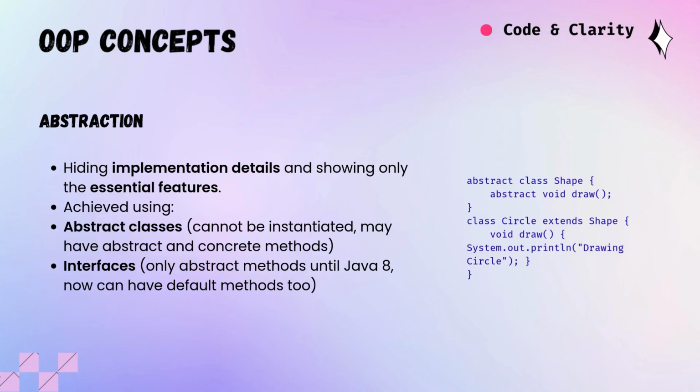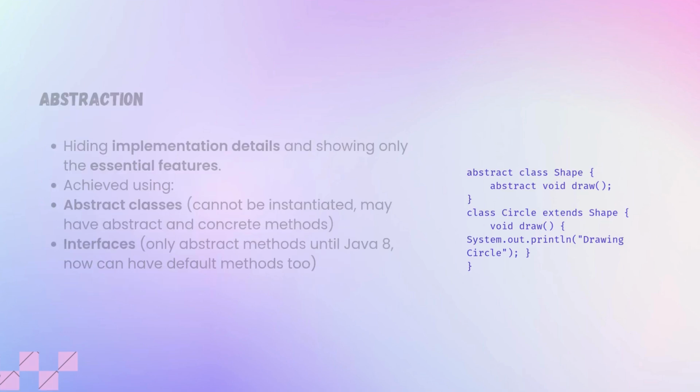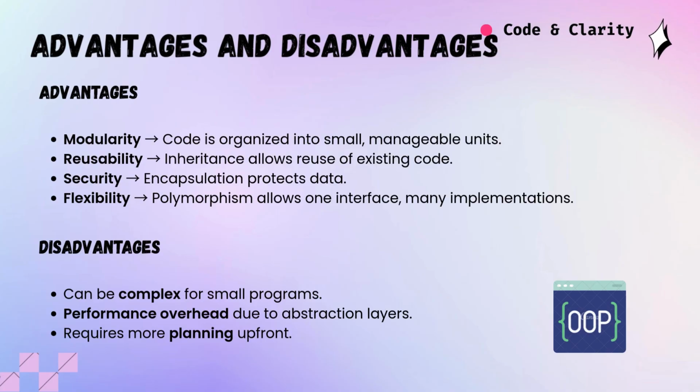These are achieved using abstract classes. Abstract classes cannot be instantiated and may have abstract and concrete methods. Interfaces had only abstract methods until Java 8, now they can have default methods too. In this case, in the abstract class Shape, we have the abstract function draw, but we only have the declaration of the function here. And in the subclass which inherits the parent class, we define the function. So this is basically the concept of abstraction. In the abstract class, we are just giving the declaration and we are defining it in the next part.